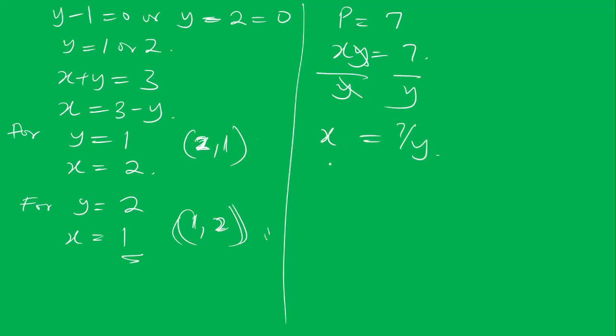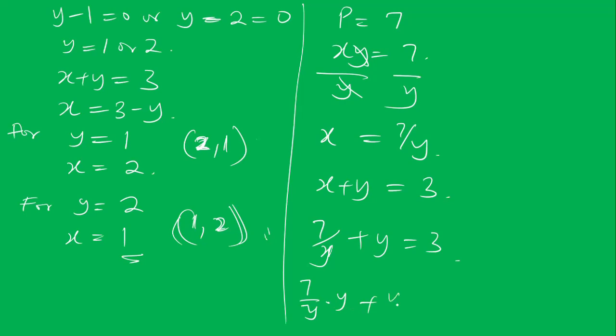over y. So if you substitute this into equation 1, which is x plus y equal to 3, you have 7 all over y plus y equal to 3. Multiplying all through by y, you have 7 over y times y plus y times y equal to 3 times y. So this will give you 7 plus y squared is equal to 3y. Now if you move this to the other side, you have y squared minus 3y plus 7 equal to 0.